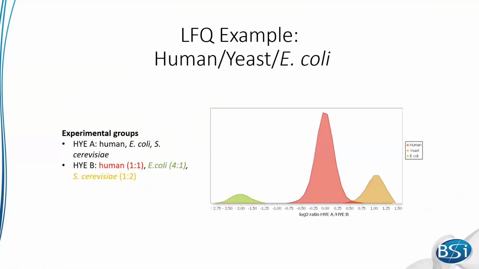Right, so with that, let's jump in and take a look at what the software actually is. I'm going to be going through a live demo of a label-free quantification example. It's a pretty typical example that you often see these days, where you have human, yeast, and E. coli lysates spiked in different amounts. We have 3 replicates of HYE A, and then 3 replicates of HYE B, where human is expected to be a 1-to-1 ratio, E. coli is expected to be a 4-to-1 ratio of A to B, and the yeast is expected to be a 1-to-2 ratio between samples A and B.